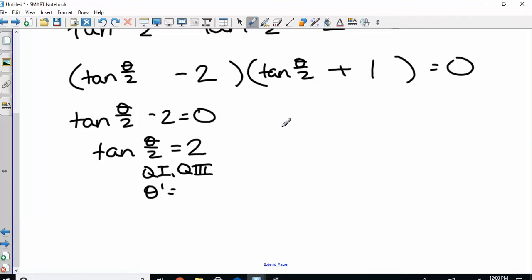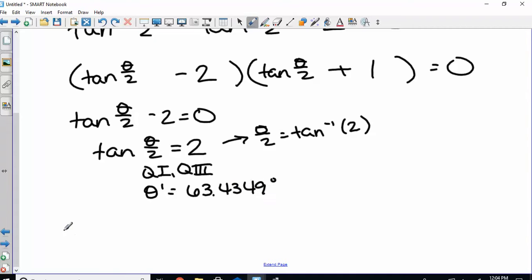So remember, I know some people yesterday had questions about how to plug this stuff in. If you move the tangent to the other side, that's when you add the inverse. So when you move a trig function, it gains an inverse or loses it. So that would be 63.4349 degrees. So my angle, my theta over 2. In quadrant 1, your reference angle is your angle. What do we do for quadrant 3? Add 180.